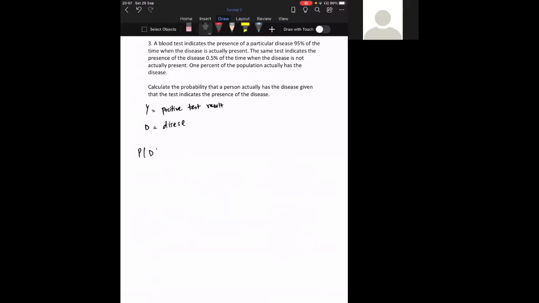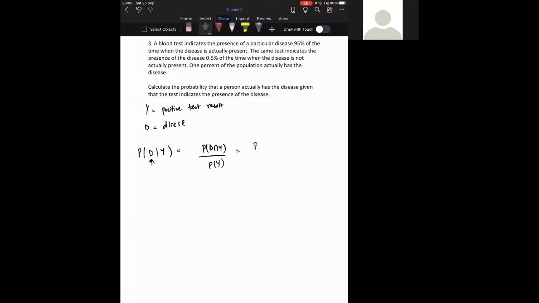We know कि test positive है. क्या probability है कि असल में ठीक है. So we want to find the probability of disease given the positive test result. ये हमने ऊपर भी देखा था, इसमें भी हम बेस यूज करेंगे. Probability of D intersection Y over probability of Y.